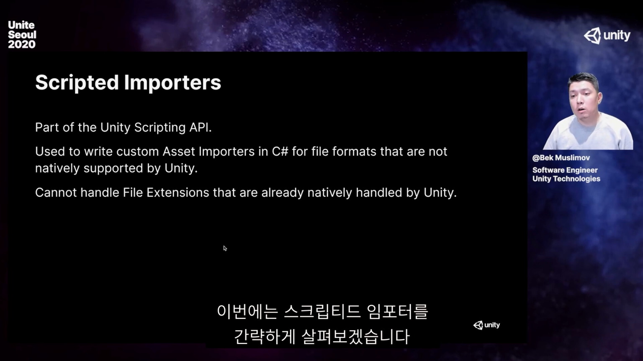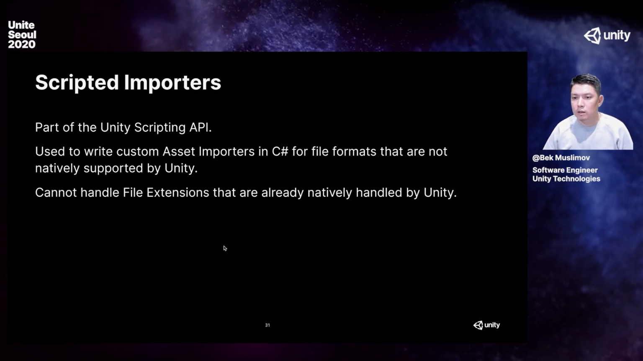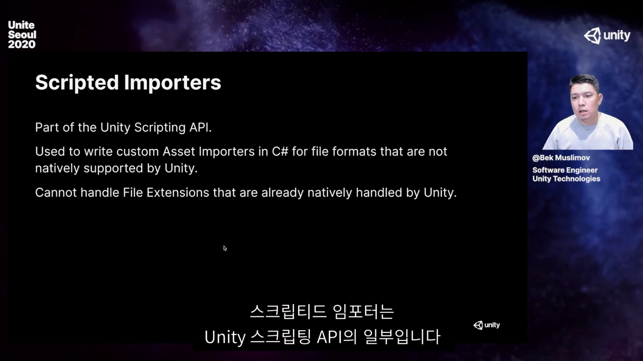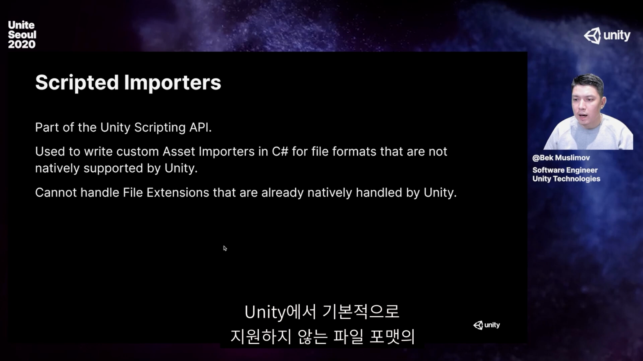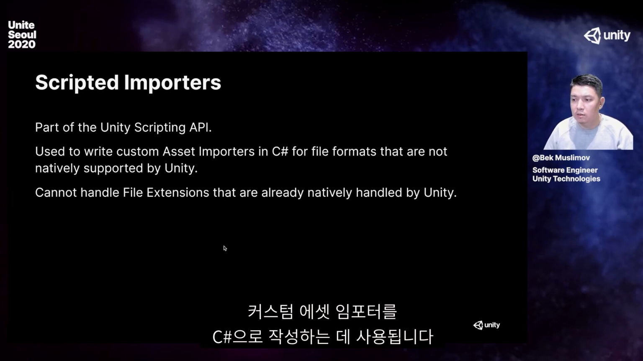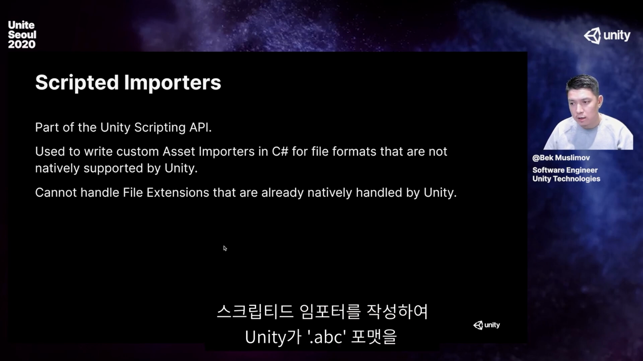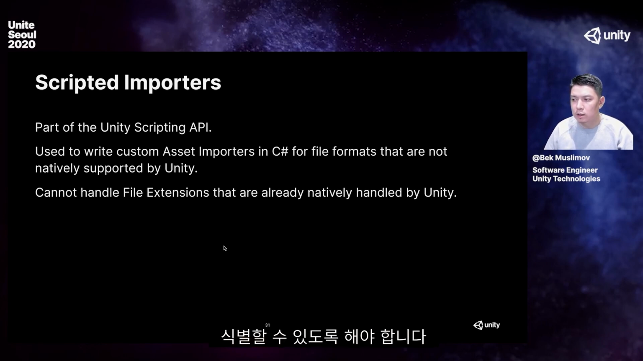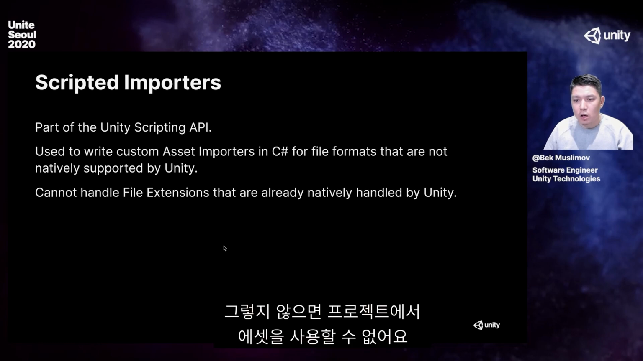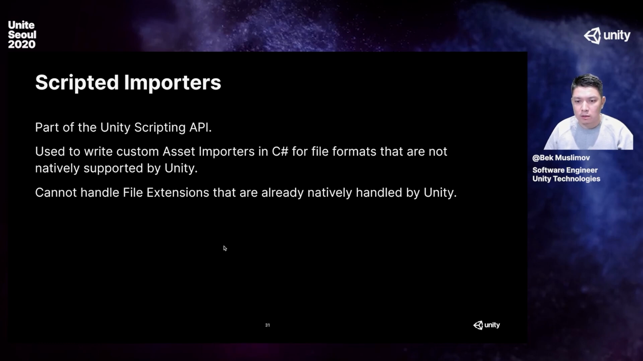Now, let's talk about scripted importers briefly. Scripted importers are a part of the Unity scripting API. They are used to write custom asset importers in C# for file formats that are not natively supported by Unity. For example, if you have your own format, let's say .abc, you have to write a scripted importer to make your .abc format understandable by Unity. Otherwise, you cannot use the asset in your project.